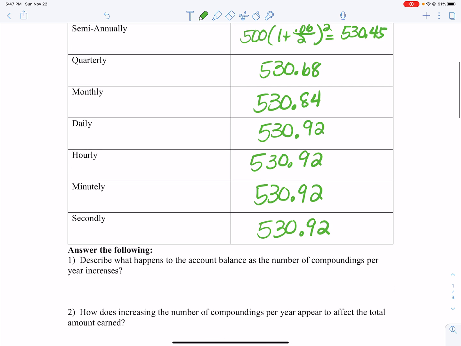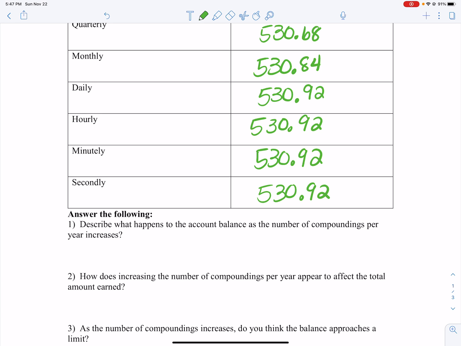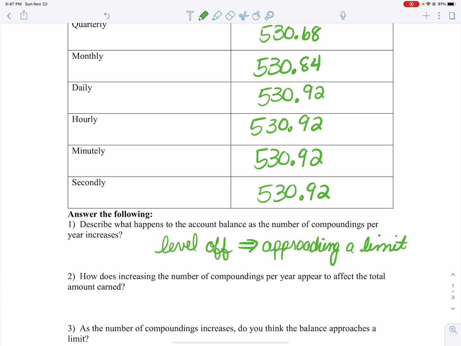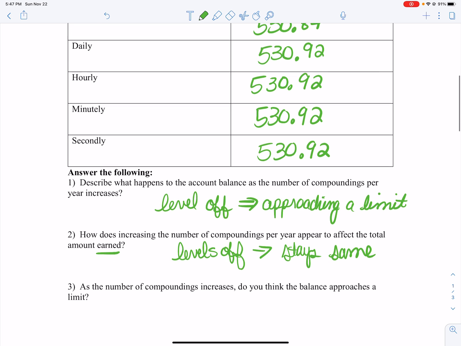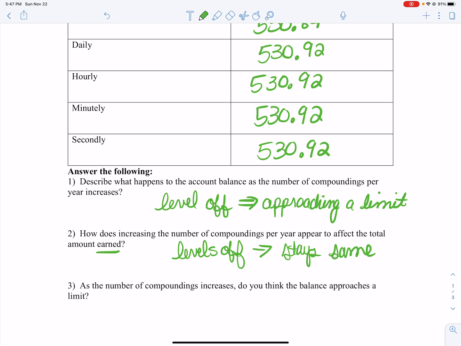So describe what happens to the account balance as the number of compounding per year increases. It basically levels off. We've talked about this. It's basically approaching a limit. It's got an asymptote like the exponentials. How does increasing the number of compoundings per year affect the total amount earned? Well, it really doesn't. The more it levels off, it stays about the same. And the last one says, as the number of compounding increases, do you think it approaches a limit? Yeah, this one approaches $530.92.